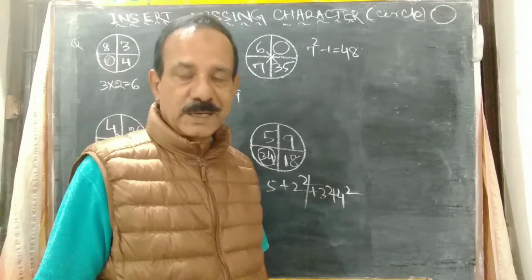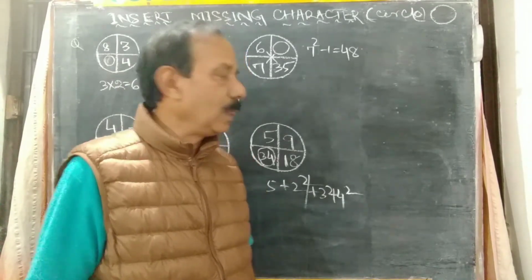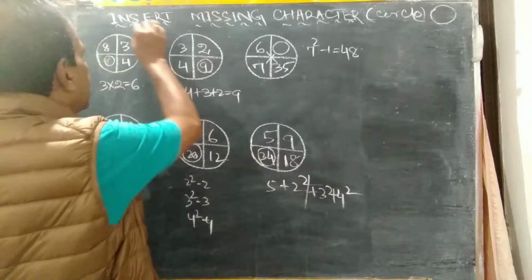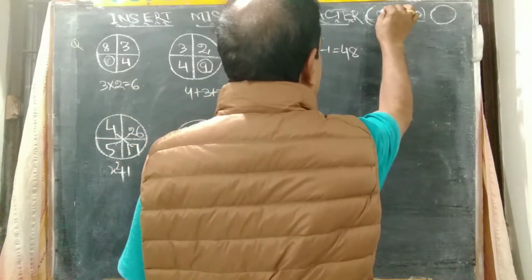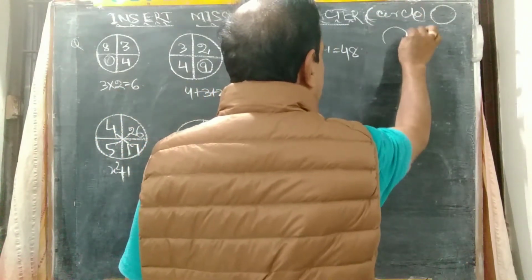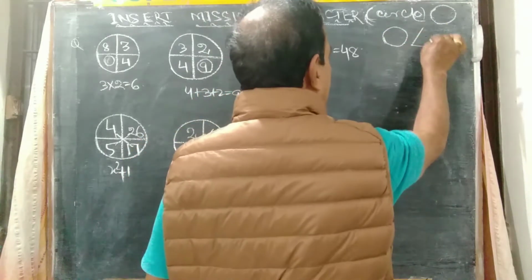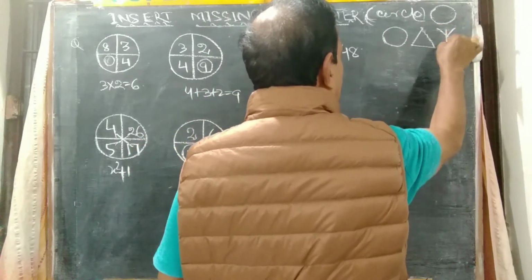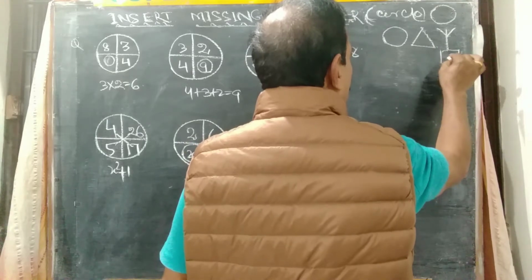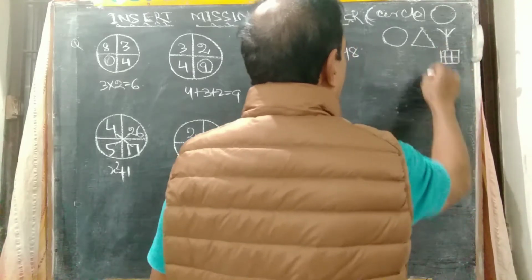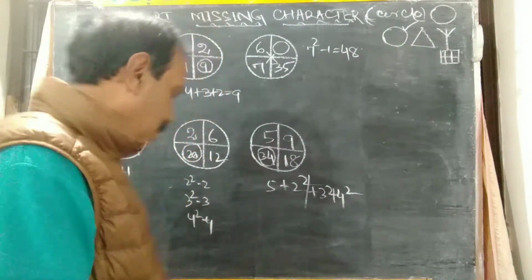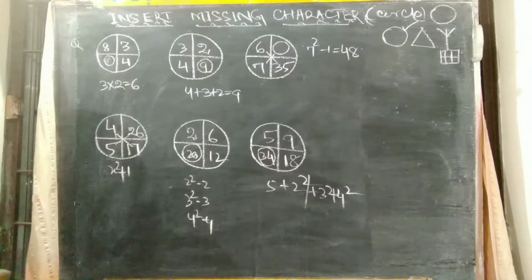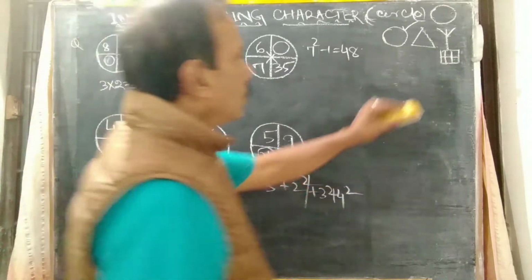Today is verbal reasoning. Today I will teach you the missing characters. Insert the missing characters that are in a circle. So insert the missing character: circle, triangle, tree, square. So different. Today I will teach you chapter wise, phrase wise, that is circle. Today I will teach you the circle only, third.